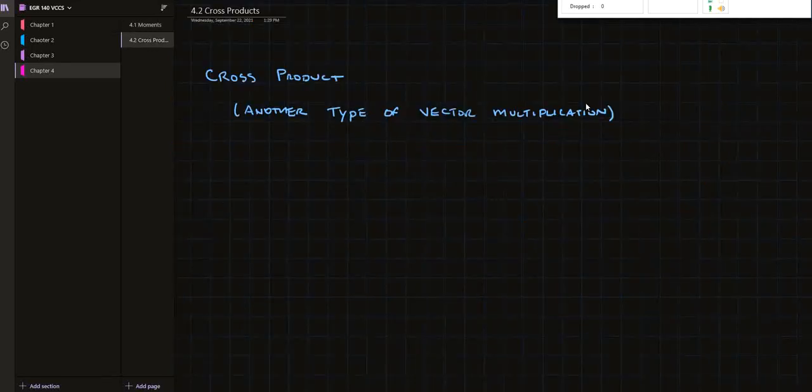So now we're going to talk about cross products. And cross products are another type of vector multiplication. We have dot products we already did. Cross products we represent by this big cross here. It's not exactly a multiplication sign. It's a cross product, and we define this as the magnitude of A times the magnitude of B sine of theta, very similar to the dot product, except we're using sine of theta.